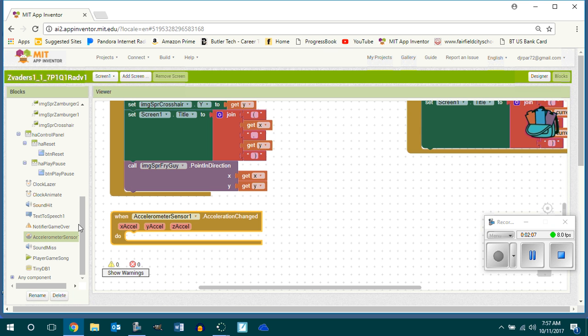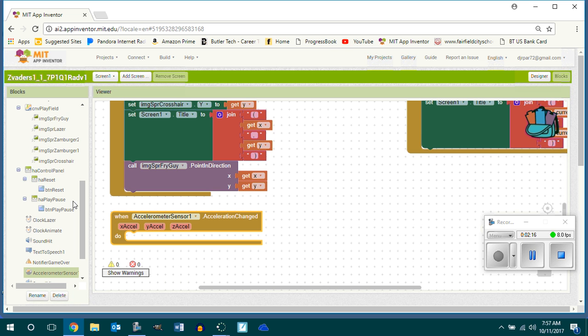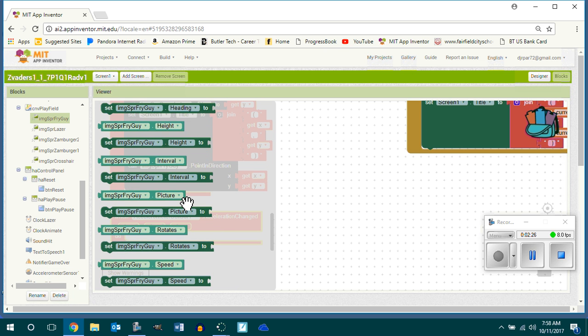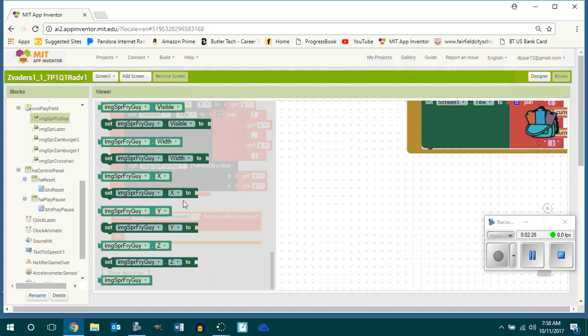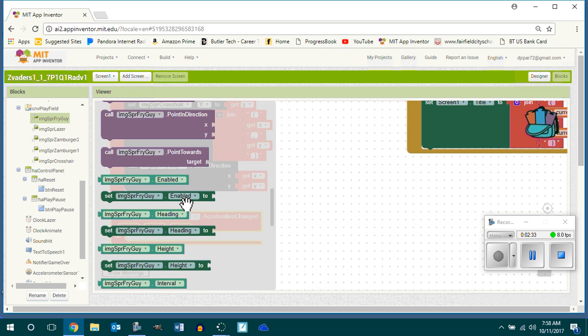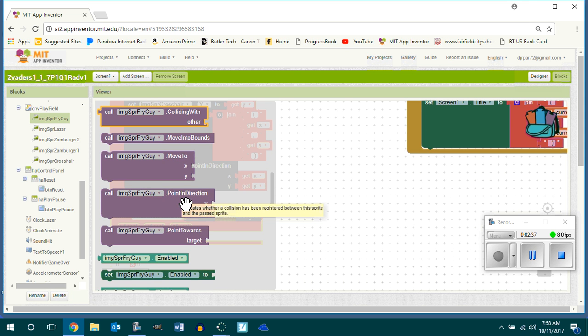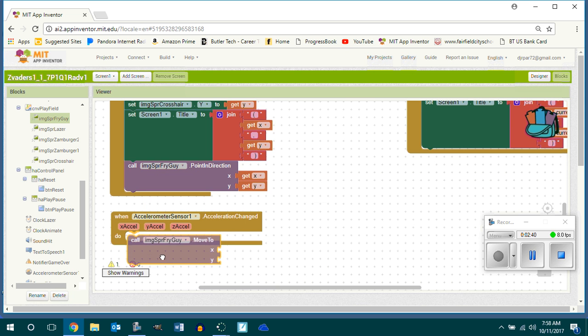Left and right. So I'm going to take my fry guy, and I guess we could do a move to.